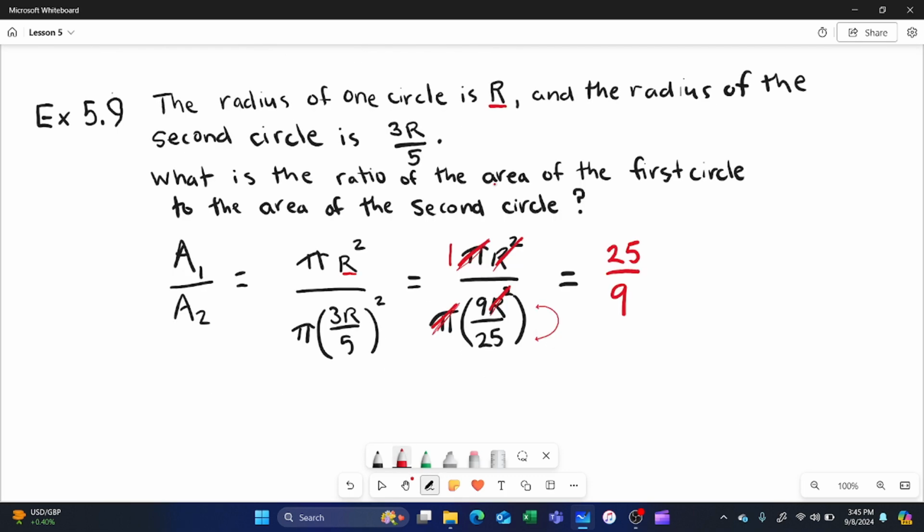Example 5.9, they have the radius of one circle is r, and the radius of the second circle is 3r over 5. So what is the ratio of the area of the first circle to the area of the second circle? Okay, well, we have A1 over A2. That's pretty easy. And then we just plug in our area for a circle. That's pi r squared, right? We have that written here, pi r squared over pi times R squared. In this case, it's the second circle, which is 3r over 5. This R is not representative of radius. It's just a capital R variable.